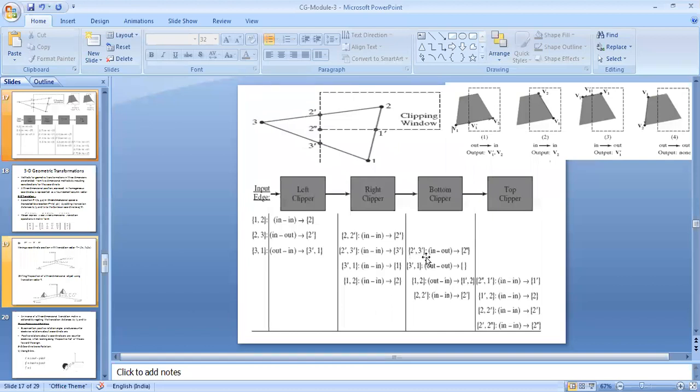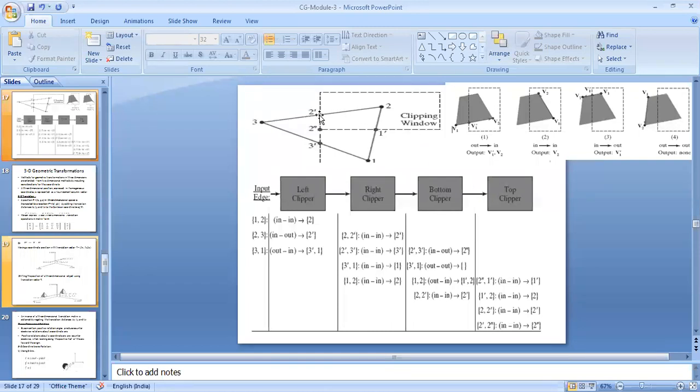Now 2' 3'. So now this is the clipping boundary for me, the bottom clipping boundary. These things are outside the clipping area and these things are inside the clipping area. All the things below this are outside, all the things above this are inside. So 2' 3' means it is going from outside to inside, so the intersection point I will call 2 double dash.